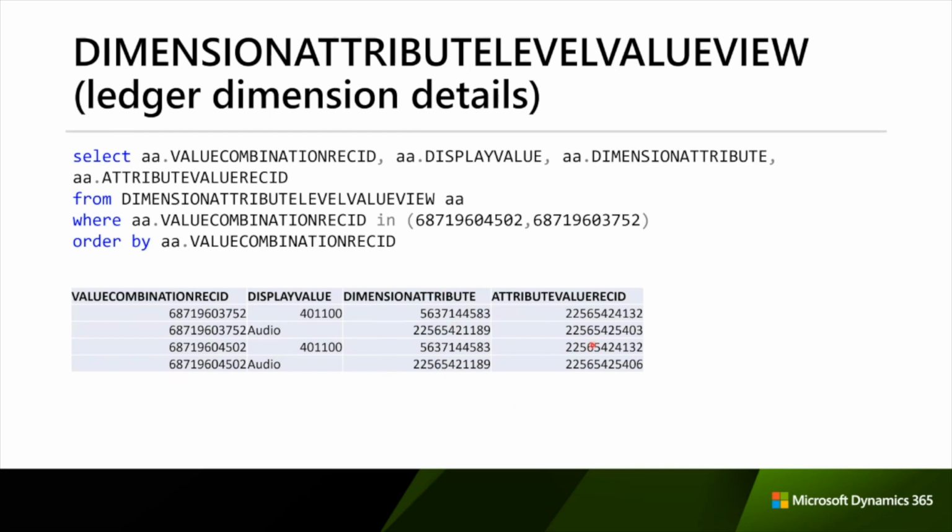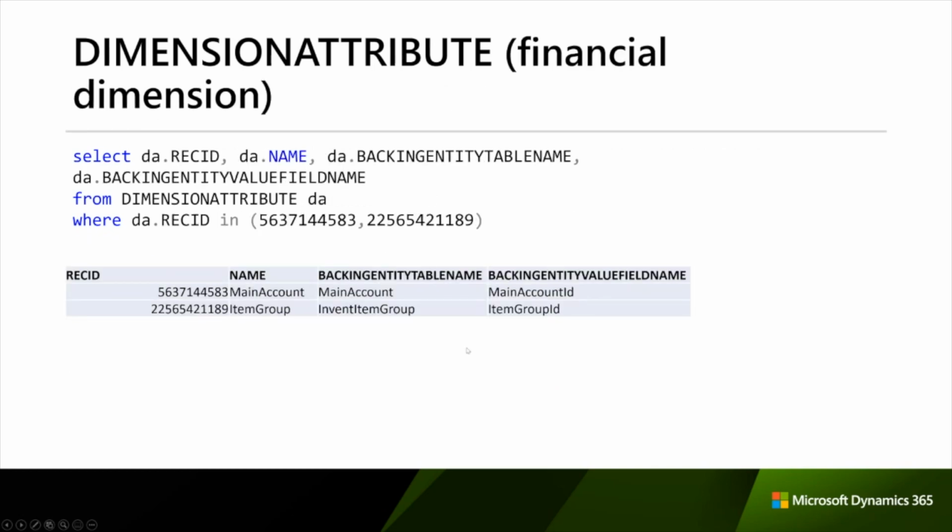And then these are the attribute value rec ID. We'll cover those in a minute. So the first thing is we can see that for the dimension attributes, there's 2 of them, 4583 and 1189. And the dimension attribute is the financial dimension. So the business unit, cost center, department, main account is nothing more than a somewhat special financial dimension.